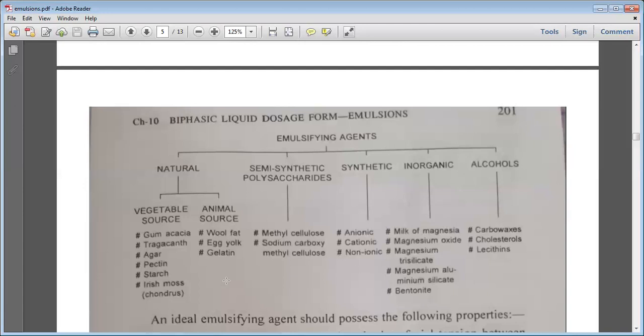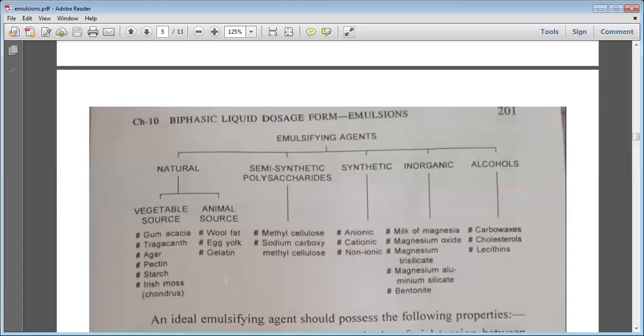Among inorganic emulsifying agents, you have milk of magnesia, magnesium oxide, magnesium trisilicate, and bentonite, which are used in order to protect the dispersed globules in the emulsions. However, these inorganic materials are not widely used; the widely used emulsifying agents are the natural, semi-synthetic, and synthetic ones. You also have alcohols like cetyl alcohol, cholesterol, and lecithins as emulsifying agents. This is a broad classification of the emulsifying agents used to formulate a stable emulsion.